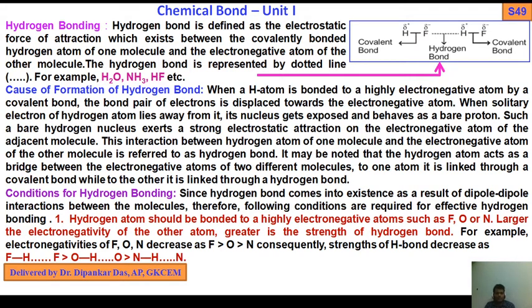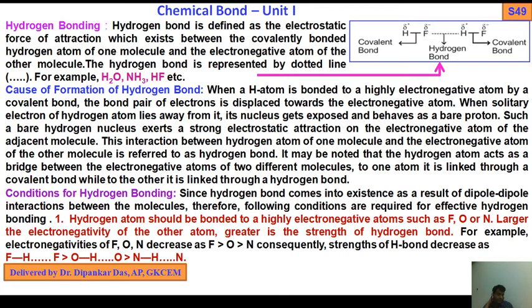So first, hydrogen bonding. What is the hydrogen bond? Hydrogen bond can form only with what elements? Nitrogen, oxygen, fluorine. Three highly electronegative elements: nitrogen, oxygen, fluorine. So hydrogen bond is defined as the electrostatic force of attraction. This is also a kind of intermolecular force of attraction.